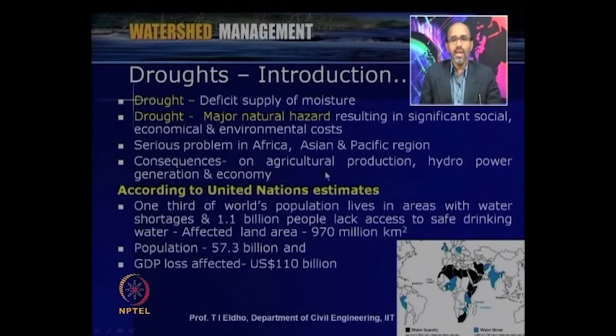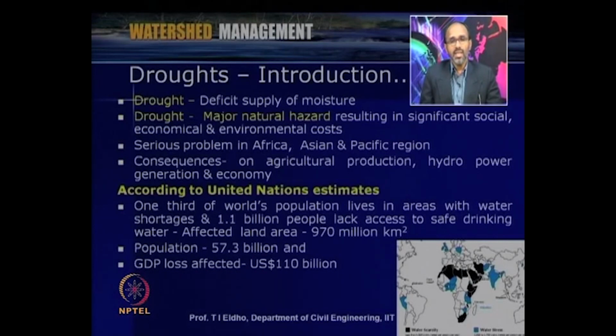The consequences, as I mentioned, include long term consequences like agricultural production being affected. Then there are countries which mainly depend upon hydropower production. When water is not available due to droughts, hydropower generation will be affected, and then the total economy will be affected. So, the consequences are very detrimental in many areas, either on a watershed basis, river basin basis, state basis, or even country wise.